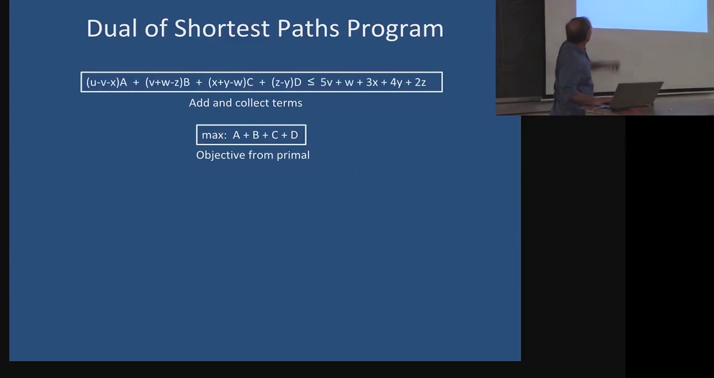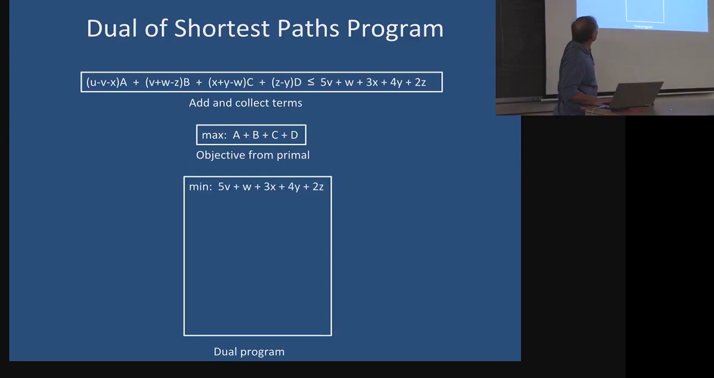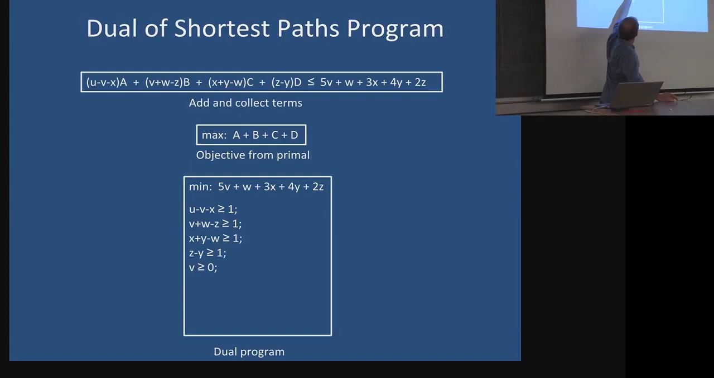This was the original objective. Okay, let's look at the dual program. We're minimizing the right-hand side of that thing. So now this is a 5-dimensional problem, subject to those constraints. Now, I said u minus v minus x has to be equal to 1. Why do I put greater than or equal to 1?